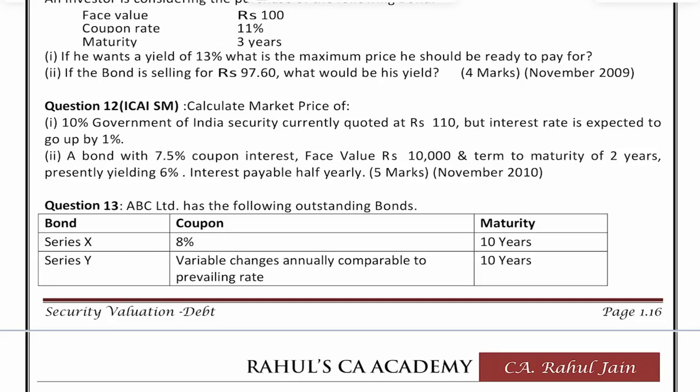Guys, how do you know that the required yield is 11% after changes in interest rate? Where is it given that the current yield is 10%? You cannot write 10 rupees divided by 11%, beta. That is not the answer. Please try to figure out.